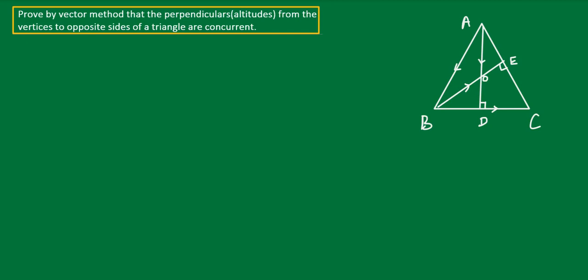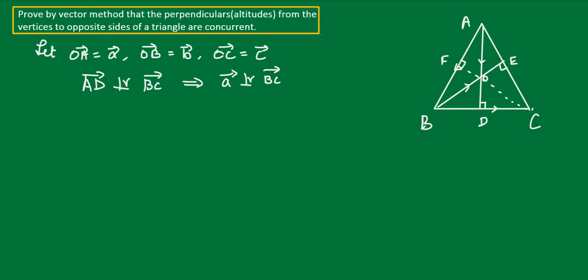The next important question: prove by vector method that the perpendiculars or altitudes from the vertices to opposite sides of a triangle are concurrent. So in the diagram, ABC are the vertices of the triangle, AD is perpendicular to the base BC and BE is perpendicular to the base CA. We are asked to prove that the perpendicular from C also passes through the point O. So we have to prove that CF is perpendicular to the base, which is BA. So let us take OA as A vector, OB as B vector and OC as C vector.